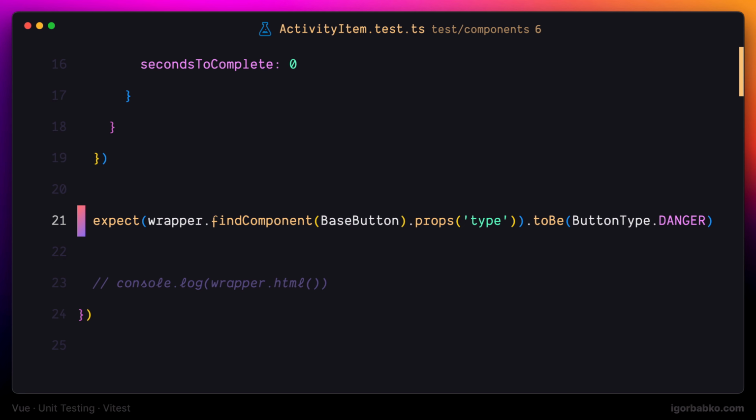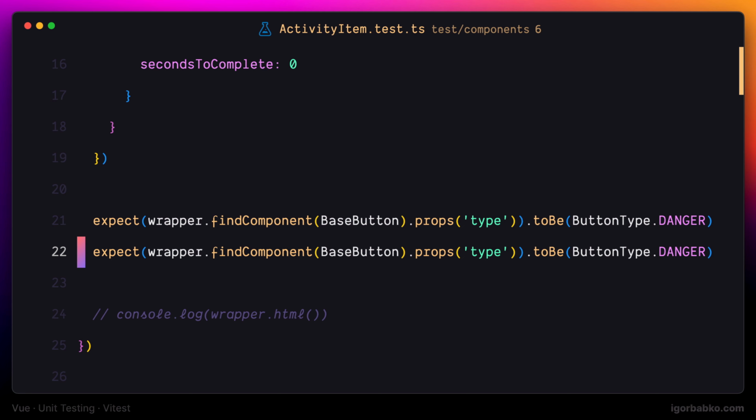The second expectation will be used to check that button has proper icon, and the icon is represented by another component called base icon, which also has prop called name, where we can specify which icon we'd like to show. In this case, the icon should have a name trash.